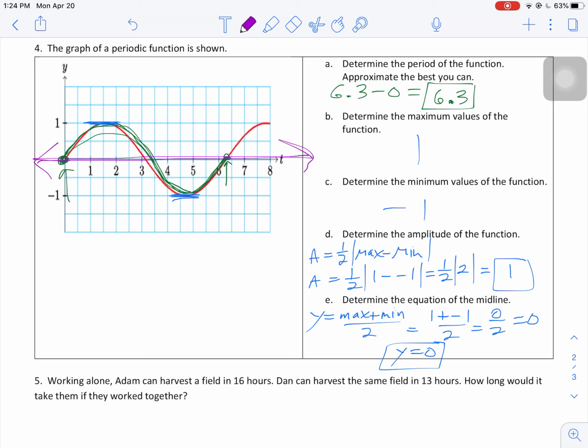So midline cuts through the middle, and it's the same distance from the midline to the top as it is from the midline to the bottom. So it's a distance of 1 on this particular problem, and that matches our amplitude, which is also 1.